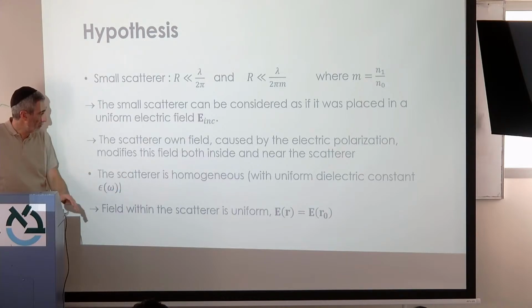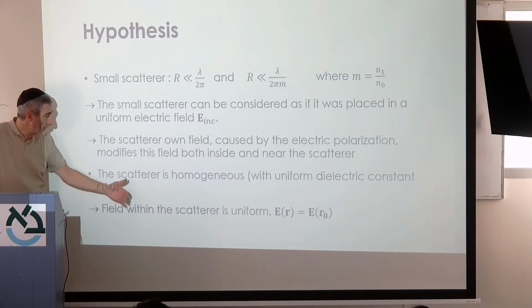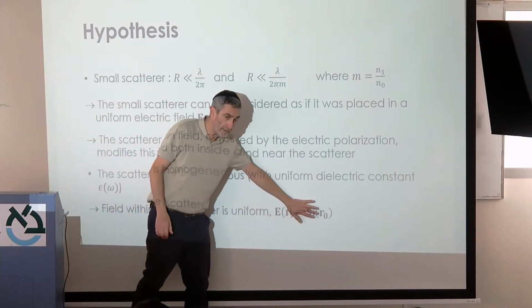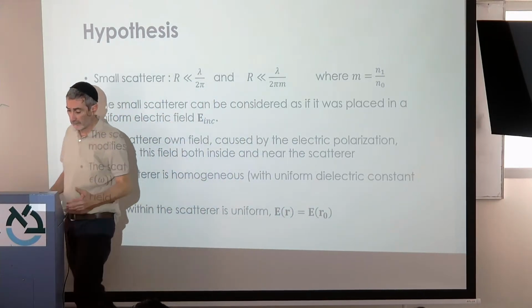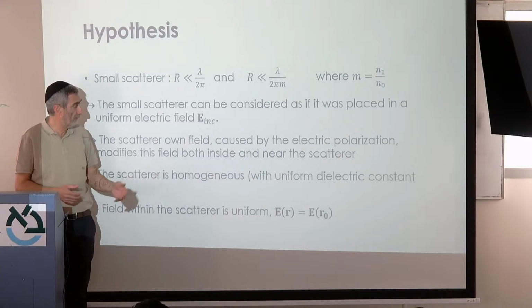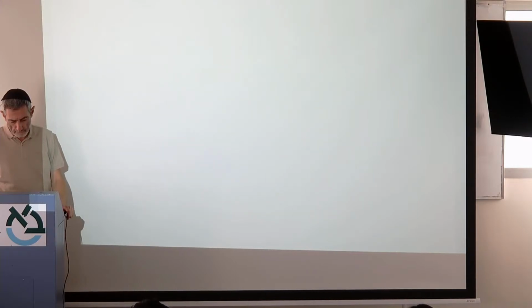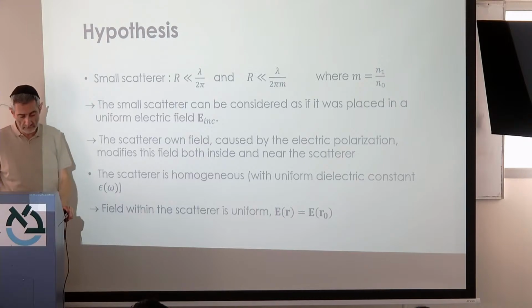The next condition here, which is important, is that the scatterer is small, but it is also considered as homogeneous. That means it has a uniform dielectric constant, epsilon, which means that the field within the scatterer is uniform. So we don't know what the field is, but at least it is constant, because it's a homogeneous medium with some fixed dielectric constant. So if you know that, we'll see what approximation we can make in that case.